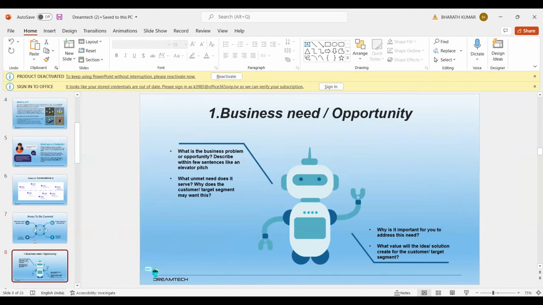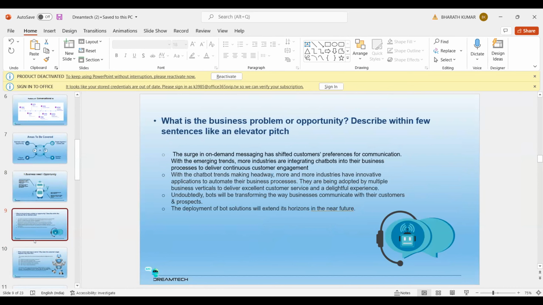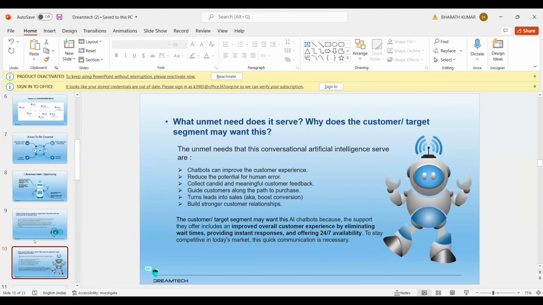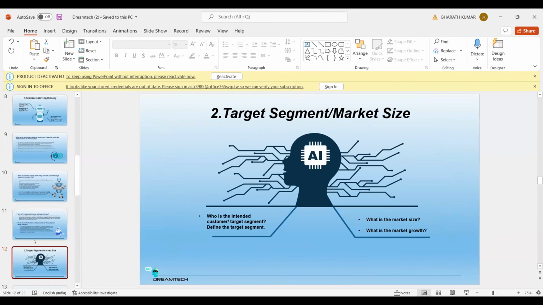The first area is business opportunity and need. In this area, we have customers. We have discussed the type of customers that are going to use our AI chatbots. Chatbots can improve customer experiences. So many people in business who want to interact with their customers are investing in AI chatbots. And the target segment and market size of AI chatbots.